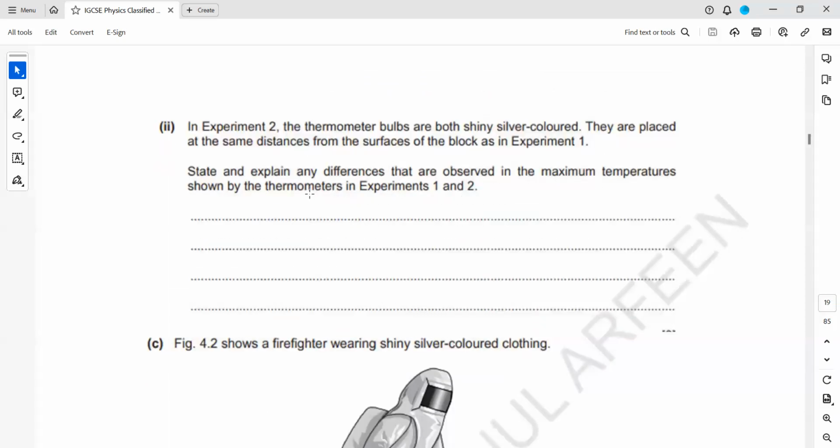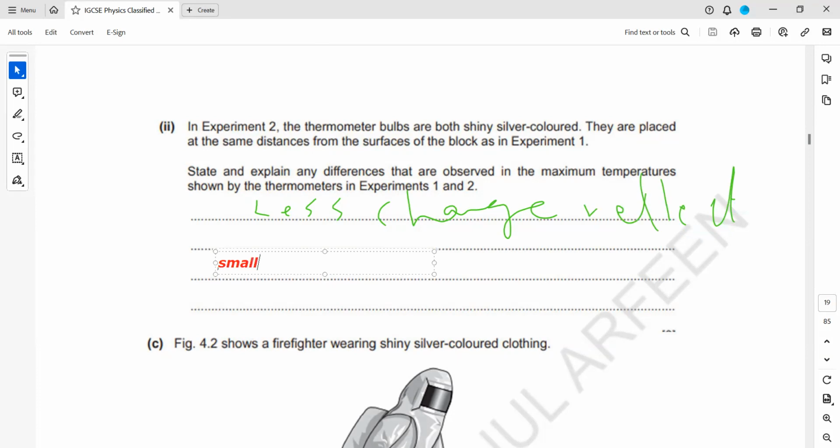In experiment 2, the thermometer bulbs are both shiny colored. They are placed at the same distance from the surfaces as in experiment 1. State and explain any difference in observed maximum temperature. The temperature change will be less, so a smaller change in temperature. And the reason is that the shiny surfaces are good reflectors.